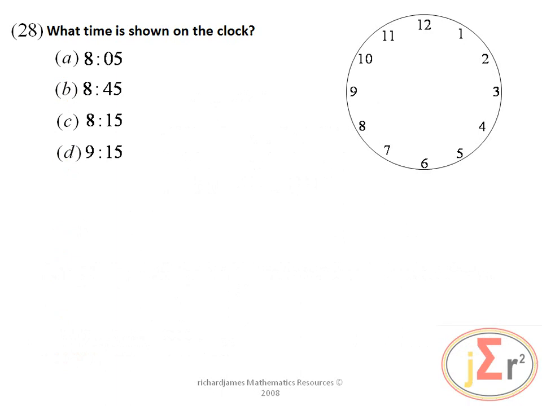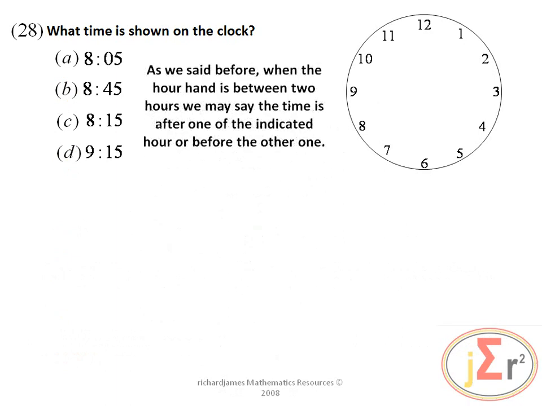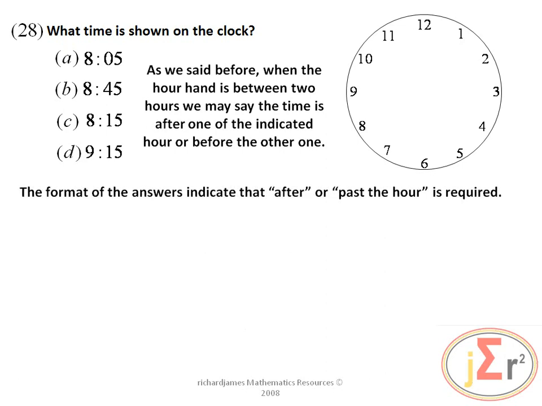What time is shown on the clock? That is the same problem. As we said before, when the hour hand is between 2 hours, we may say that the time is after one of the indicated hours or before the other one. The format of the answers indicates that after or past the hour is required.